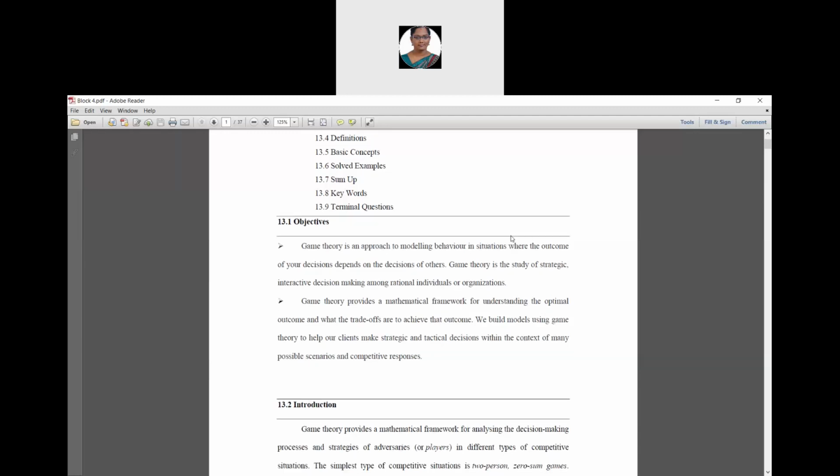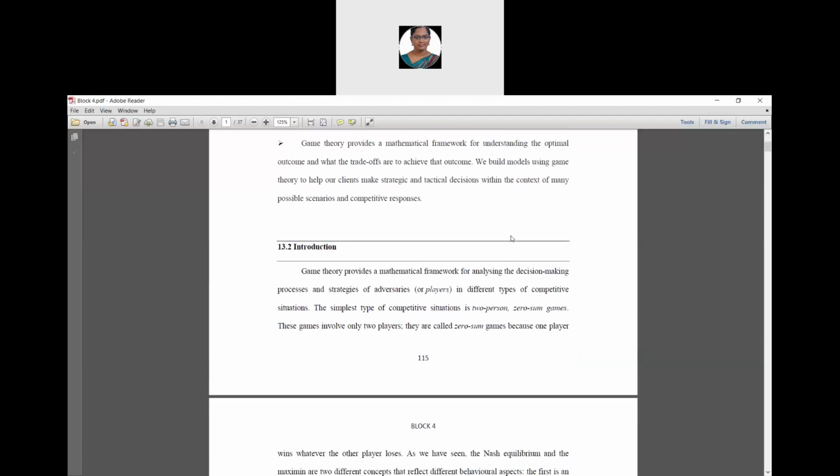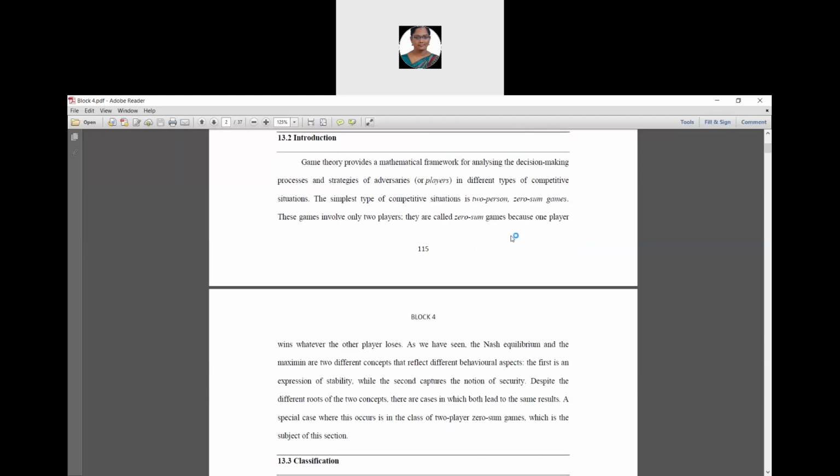So, let's see the introduction of this unit. Game theory provides a mathematical framework for analyzing the decision making process and strategies of players in different types of competitive situations. The simplest type of competitive situation is the two-person zero-sum game. These games involve only two players. They are called zero-sum games because one player wins whatever the other player loses.